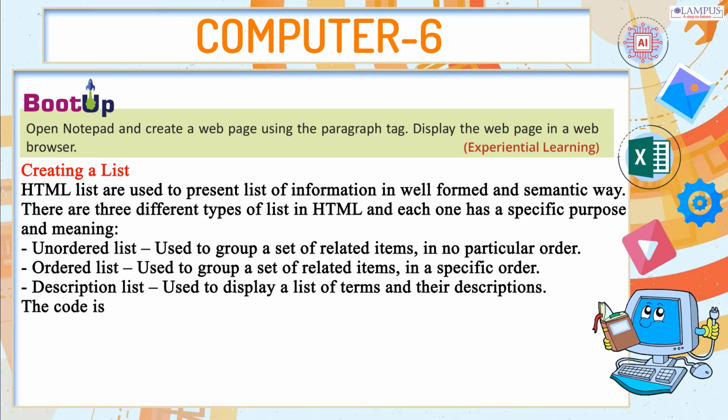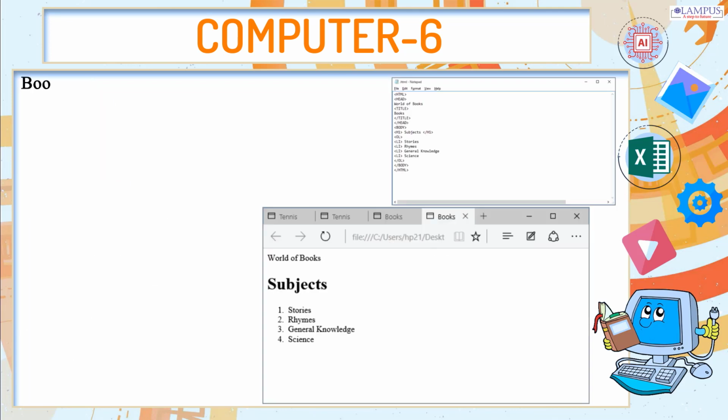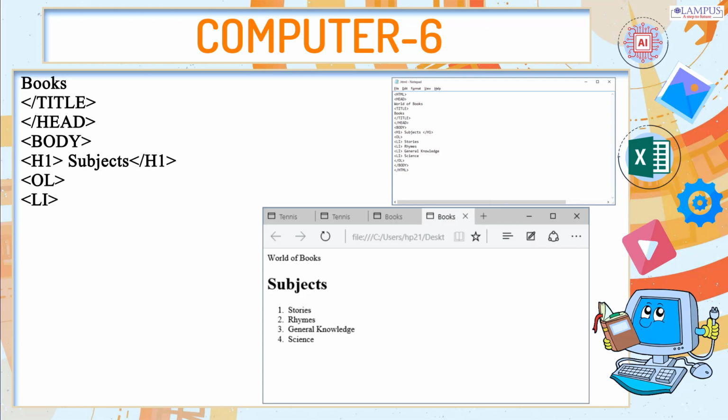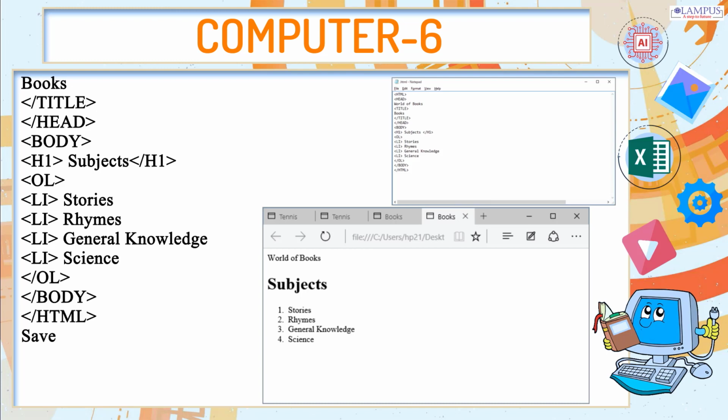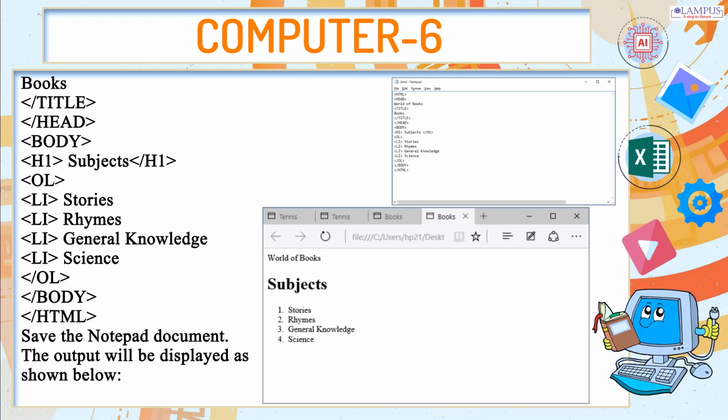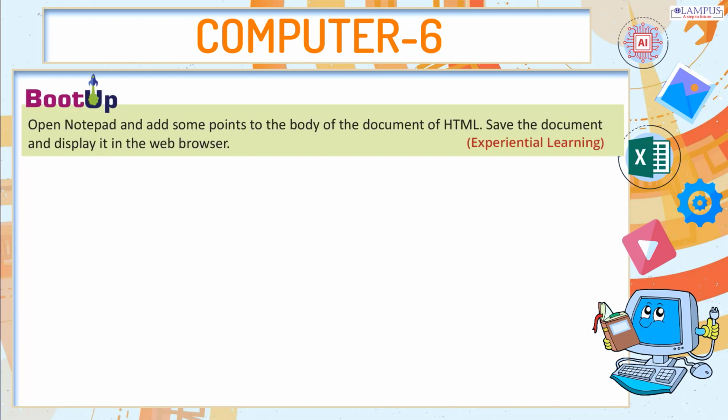The code is as follows: <HTML>, <head>, World of Books. <title>, Books, </title>, </head>, <body>. <H1> Subjects </H1>. <UL>, <LI> Stories, <LI> Rhymes, <LI> General Knowledge, <LI> Science, </UL>, </body>, </HTML>. Save the notepad document. The output will be displayed as shown below. Boot up. Open Notepad and add some points to the body of the HTML document. Save the document and display it in the web browser.